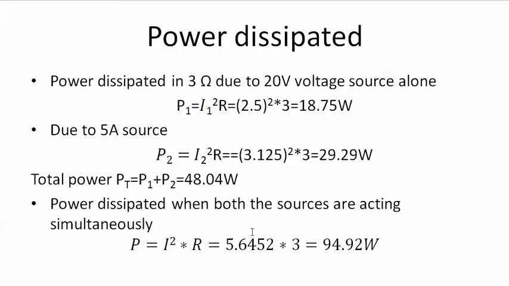Now the power dissipated when both the sources are acting simultaneously. We had found I as 5.625, that squared into 3. There is a mistake, it is squared. 5.625 squared into 3, that is 94.92 watt.